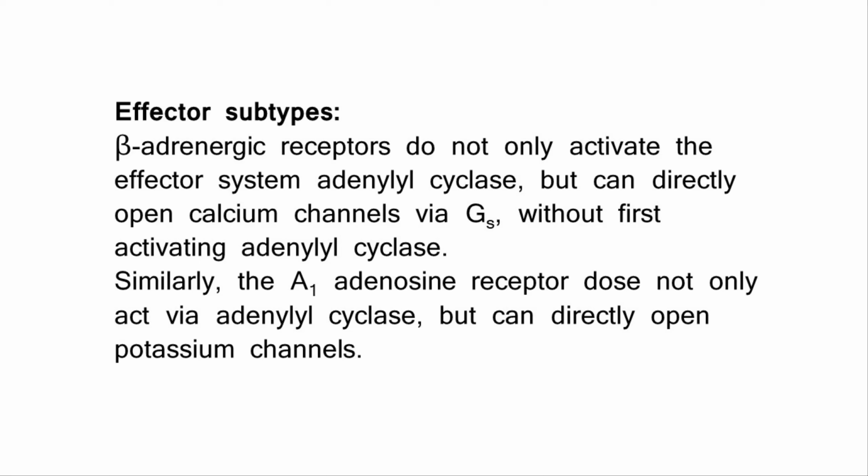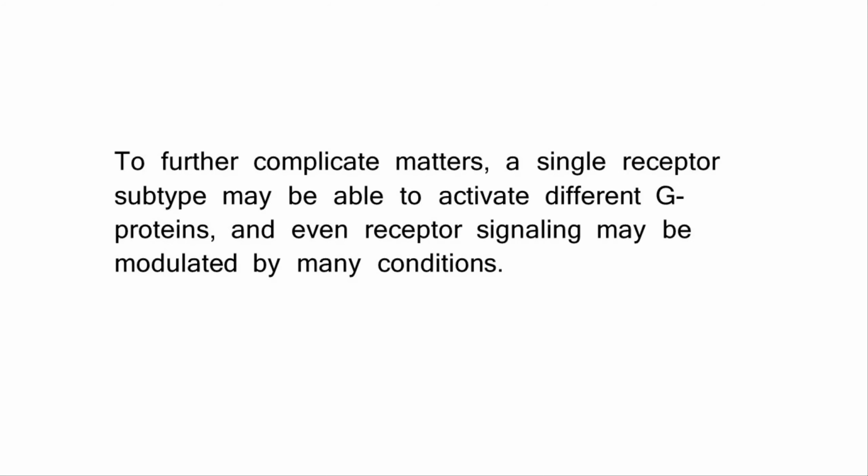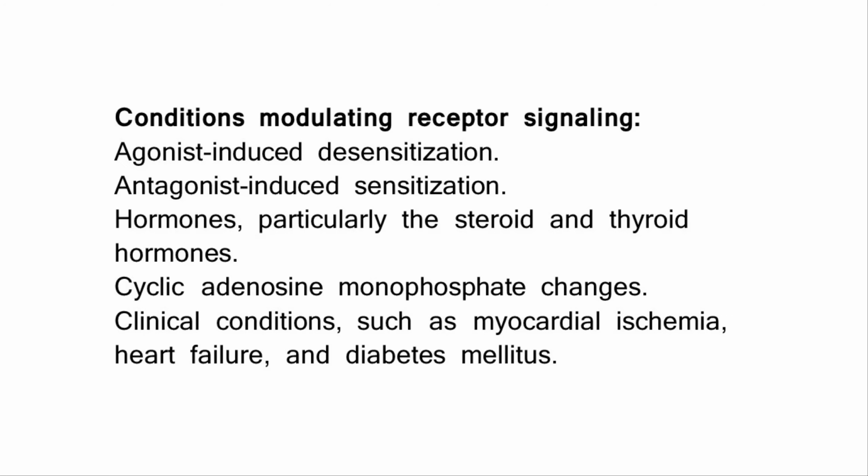Effector subtypes. Beta-adrenergic receptors do not only activate the effector system adenylyl cyclase, but can directly open calcium channels via GS, without first activating adenylyl cyclase. Similarly, the A1 adenosine receptor does not only act via adenylyl cyclase, but can directly open potassium channels. To further complicate matters, a single receptor subtype may be able to activate different G proteins, and even receptor signaling may be modulated by many conditions. Conditions modulating receptor signaling. Agonist-induced desensitization. Antagonist-induced sensitization. Hormones, particularly the steroid and thyroid hormones. Cyclic adenosine monophosphate changes. Clinical conditions, such as myocardial ischemia, heart failure, and diabetes mellitus.